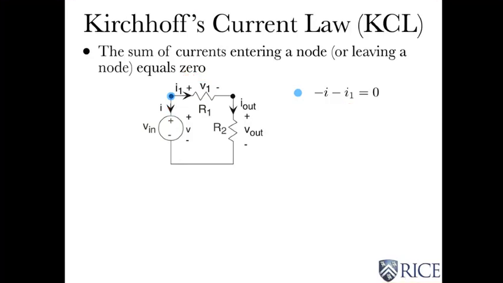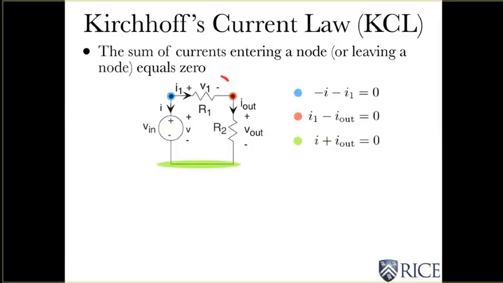We go on to the next node, the red node. The current entering from the west is I1. The current entering from the south is minus I out, so I1 minus I out is 0. And then finally for the green node, currents entering, we have I entering here and I out entering there. So we have 3 nodes, and we have 3 KCL equations.